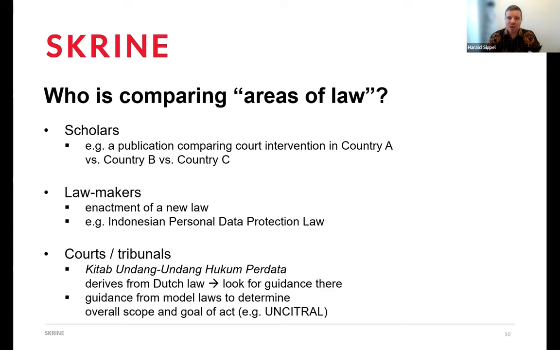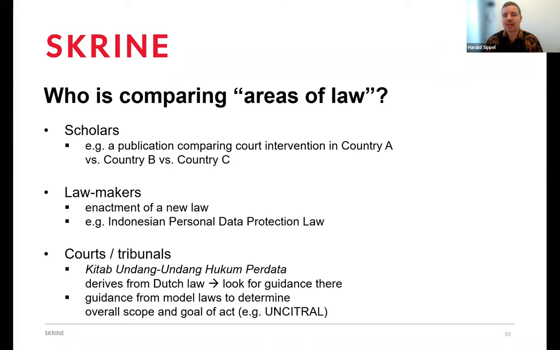And what I also already mentioned to some extent, but I mentioned it for the lawmakers, is to get guidance from model laws. Now, I can tell you that when you read judgments by the federal court in Malaysia, our Supreme Court, it very often makes reference to the UNCITRAL model law.